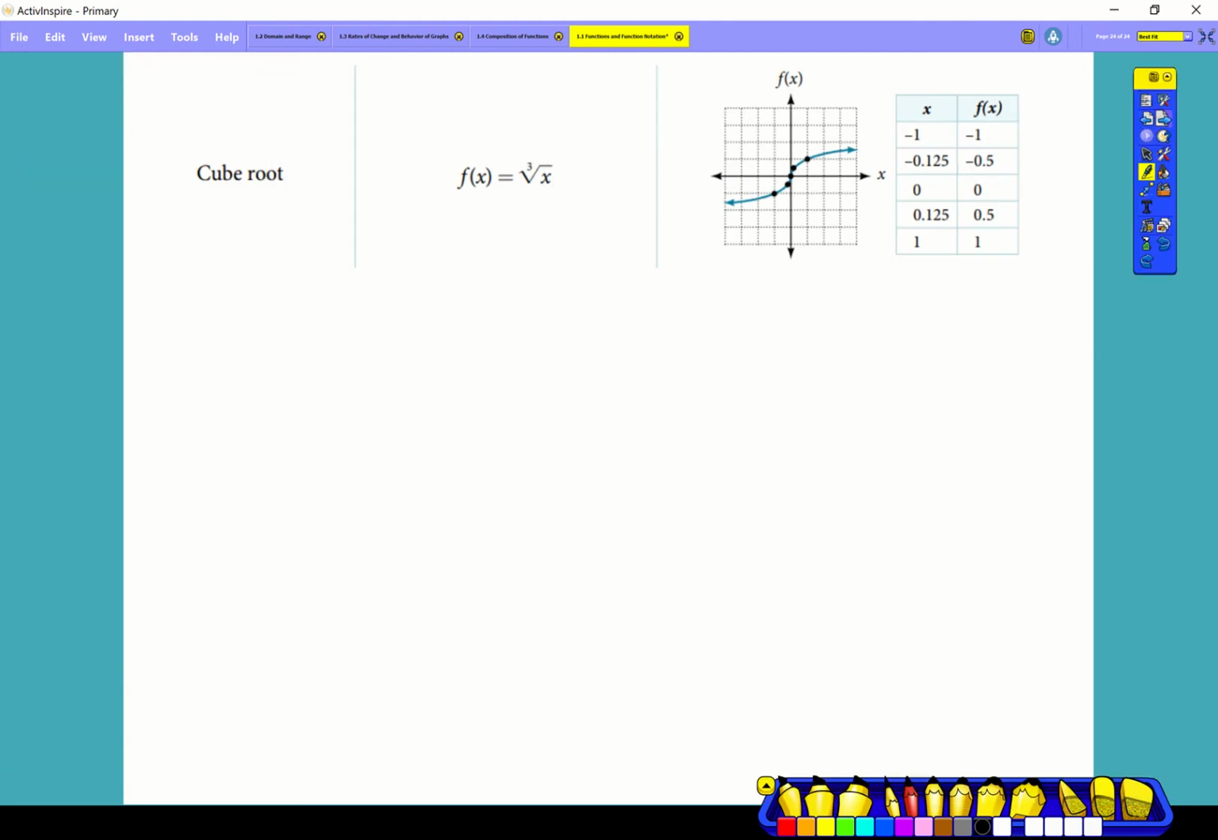Here's the cube root. Notice you can have both positive and negative. If you have a negative input, you cannot have a positive output, and if you have a positive input, you cannot have a negative output. That's what this graph says.